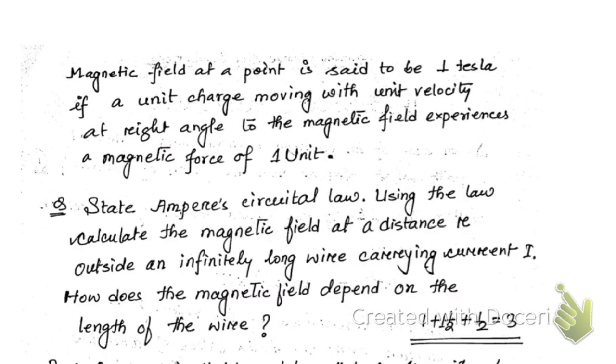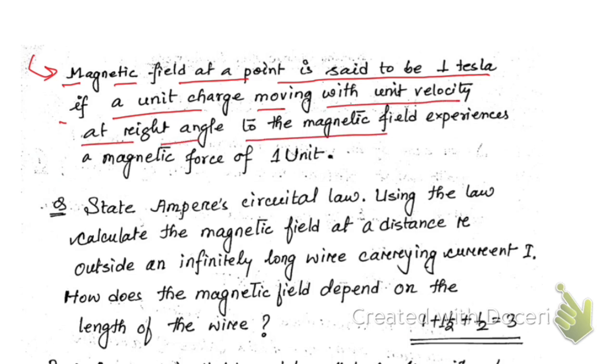So here is the definition. Magnetic field at a point is said to be 1 Tesla if a unit charge moving with unit velocity at right angle to the magnetic field experiences a magnetic force of 1 unit. Then the magnetic field is said to be 1 Tesla. Now what is the next question?